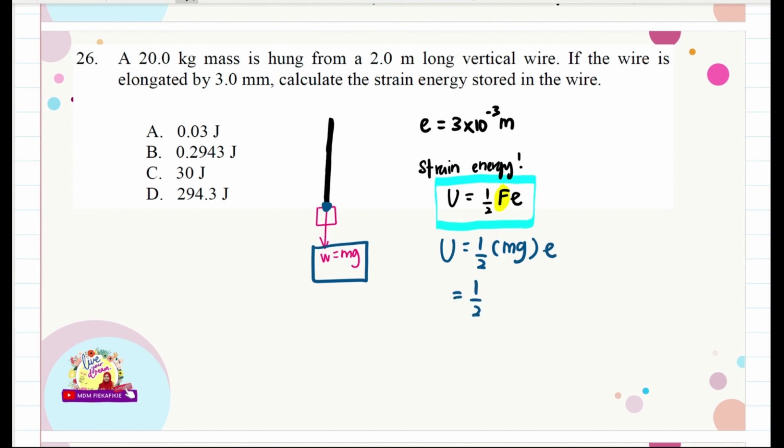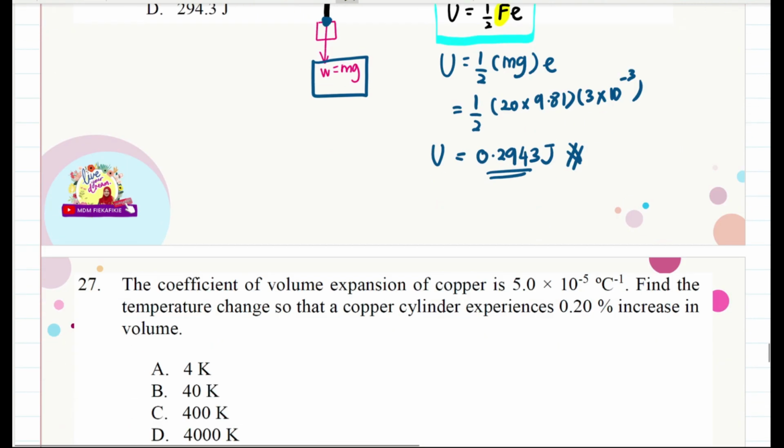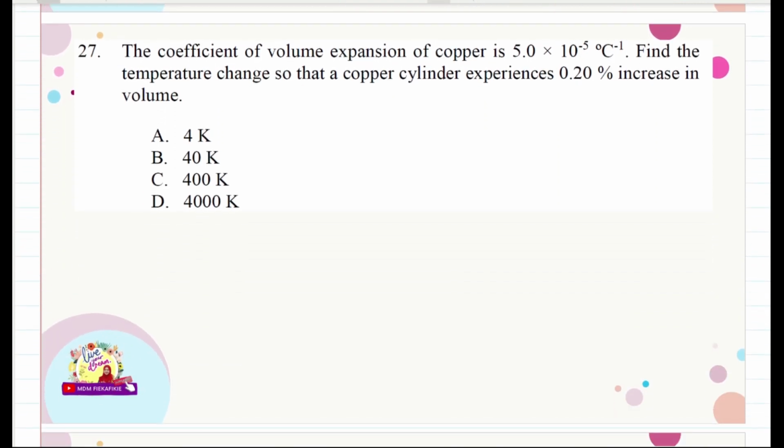So, M, 20 kg. So, 9.81. So, the elongation, soalan bagi 3, exponent negative 3. So, you akan dapat 0.2943 joule. So, the answer is B. Okay, very simple. Alright. So, next, question 27 from chapter 12.